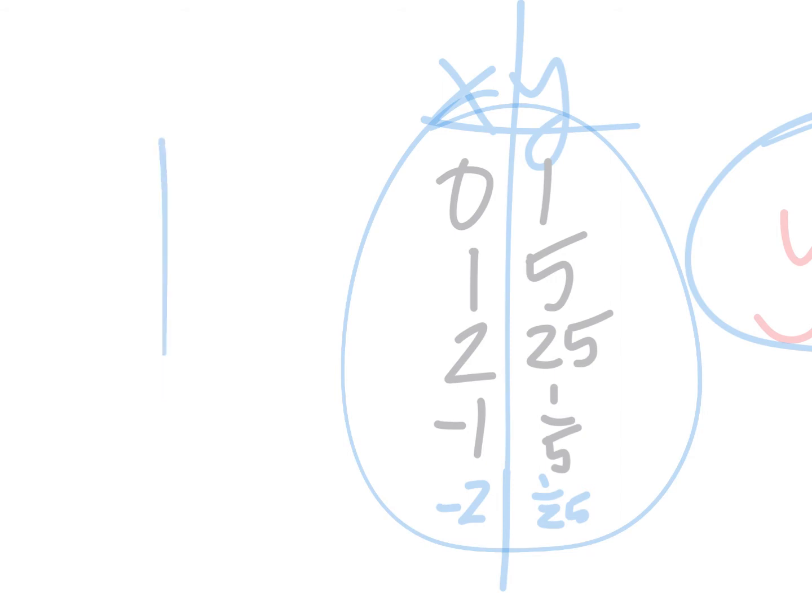All right, on an exponential graph, they look like this. Where's the asymptote on an exponential graph? Yeah. Would that ever change?